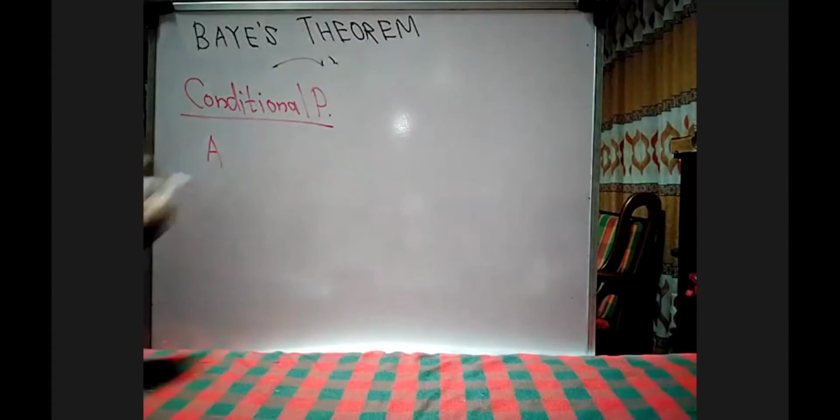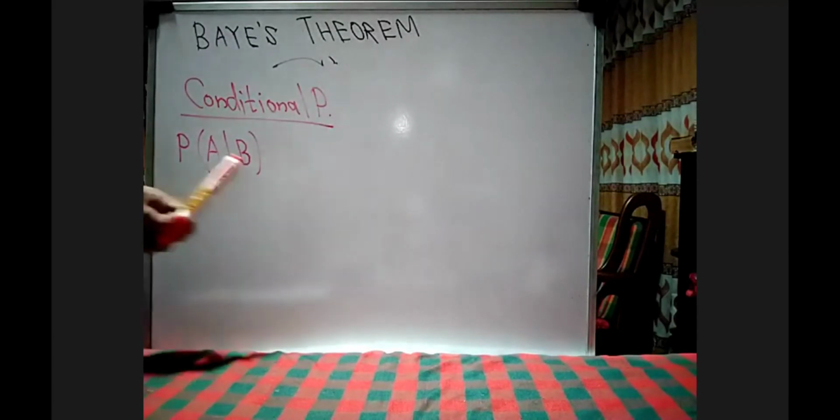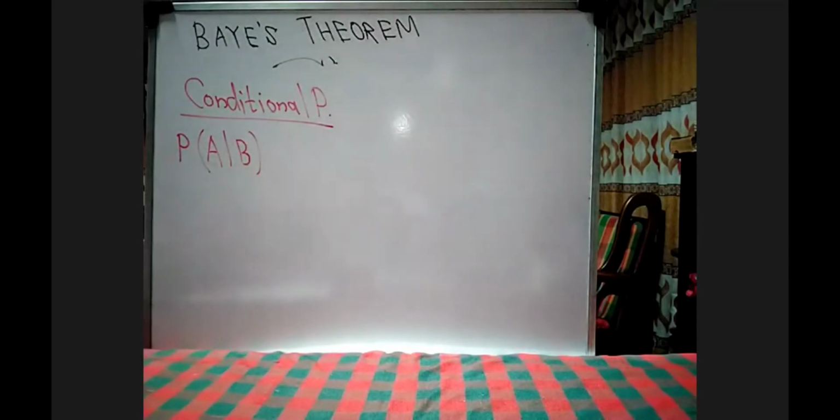We must have two events, A and B. One event, let's say event A. So we are going to find the probability of this event A when the probability of B event is known. That means event B has already occurred. After this event, we are going to calculate the probability of this event, event A.